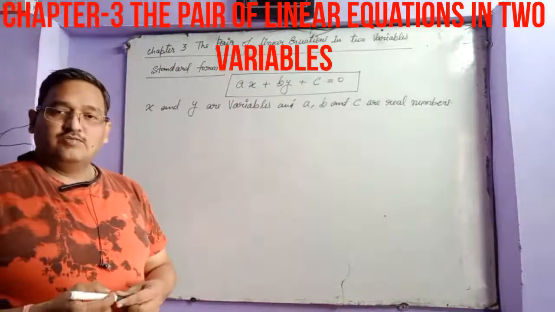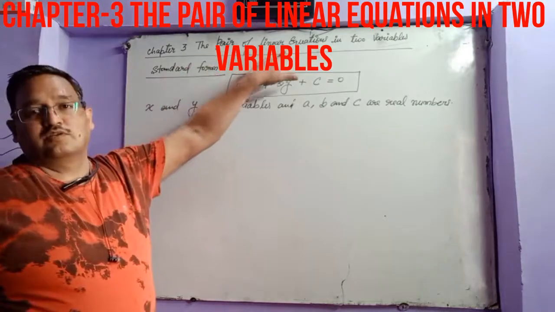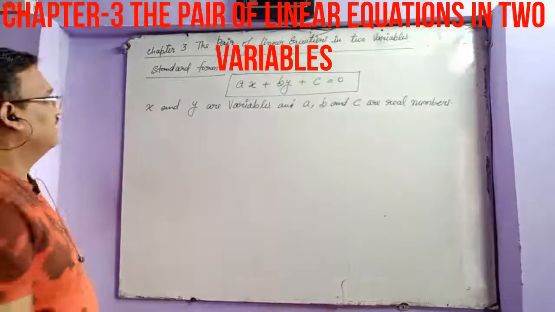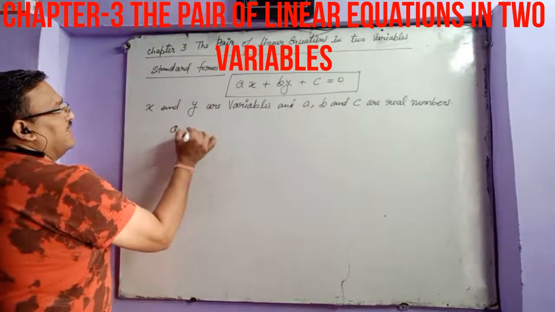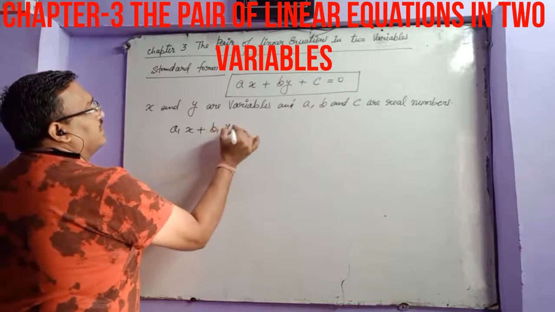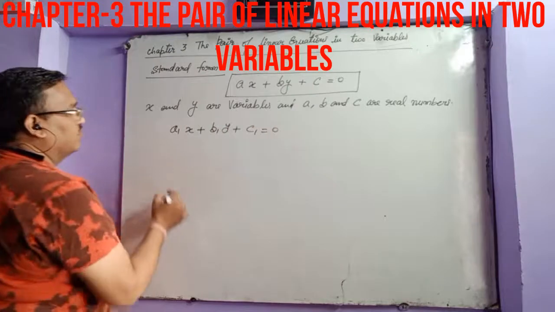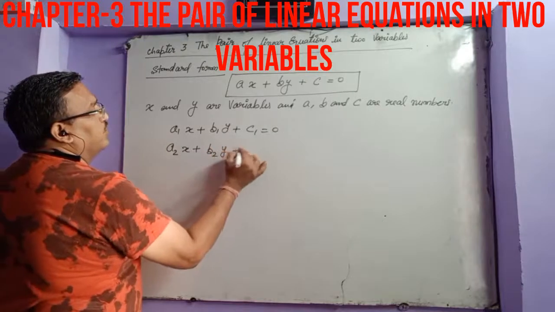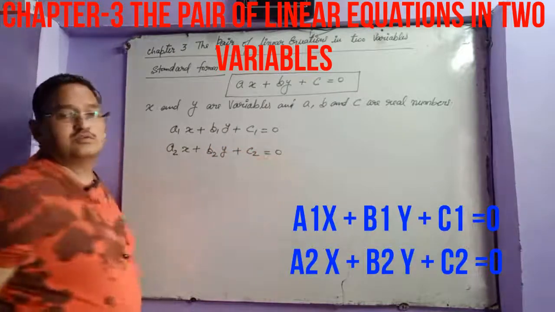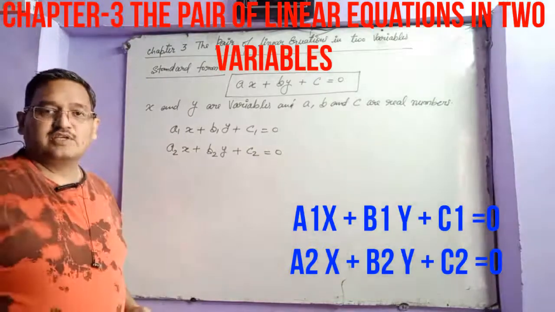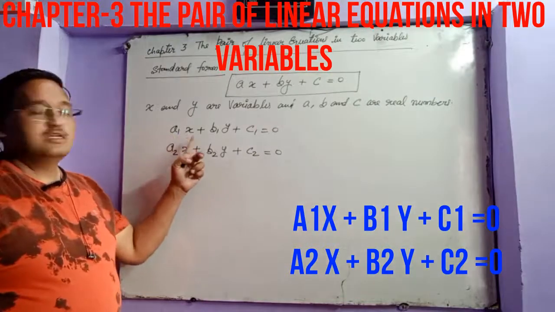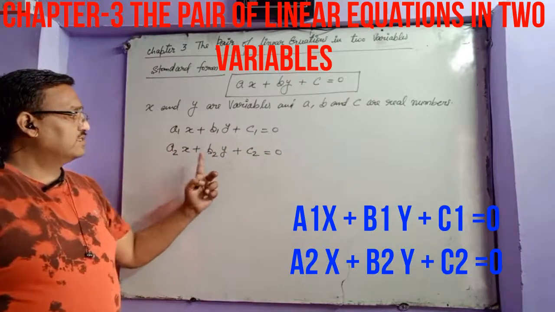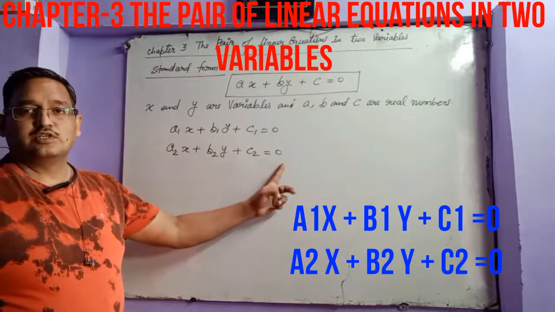In this chapter, we will solve the pair of linear equations. A pair means there are two equations. So how will we represent these two equations? We will represent them like a1x plus b1y plus c1 is equal to 0 and a2x plus b2y plus c2 is equal to 0. Whenever there is a pair of equations, we will represent it like this.